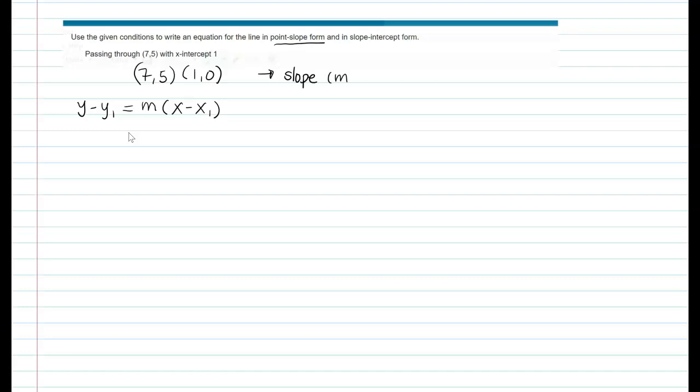So the slope m is equal to the change in y over the change in x. That means you're just going to subtract the y coordinates and also the x coordinates and divide them. So for instance, we can pick this as your x sub 2, y sub 2, doesn't matter. You can have 5 minus 0 divided by 7 minus 1.